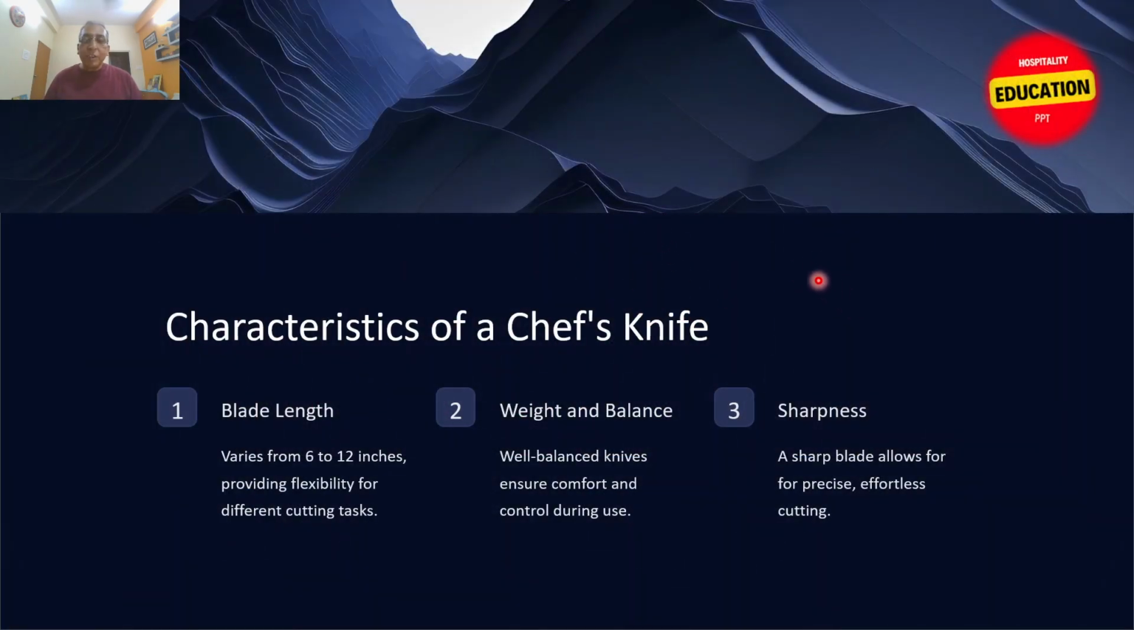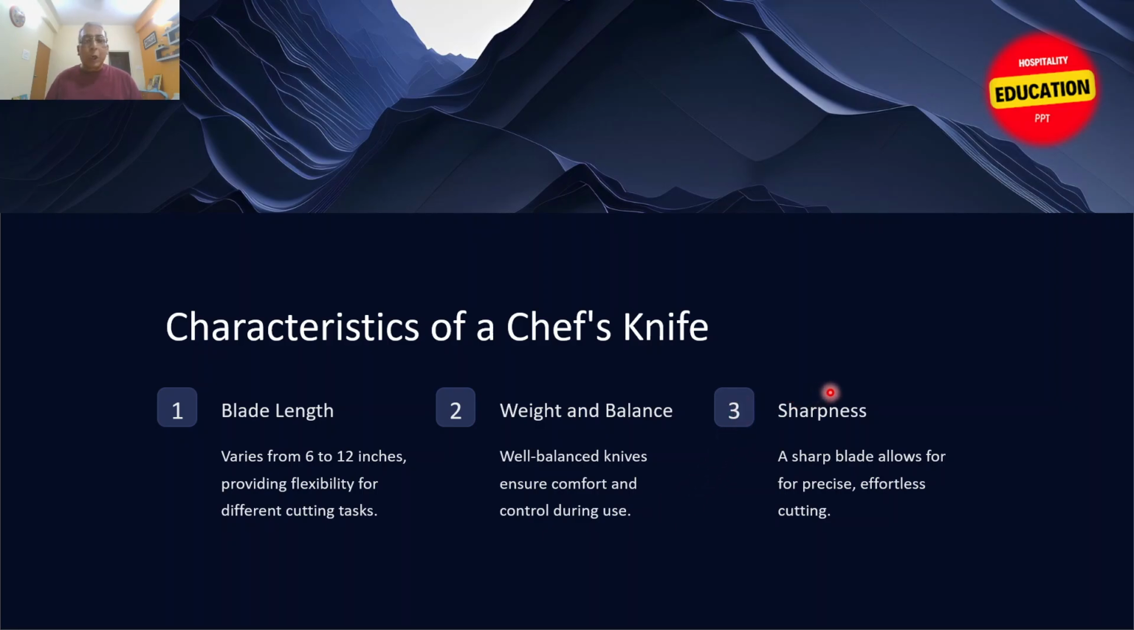Now here are the characteristics of a chef's knife. First of all, we'll talk about the blade length. It varies from 6 to 12 inches, providing flexibility for different cutting tasks. Second, another important area is weight and balance. Well-balanced knives ensure comfort and control during use.